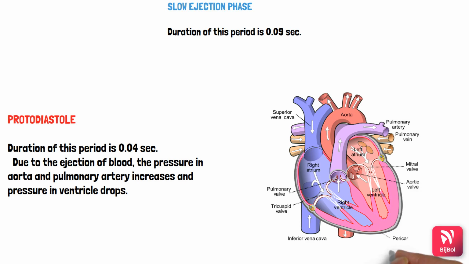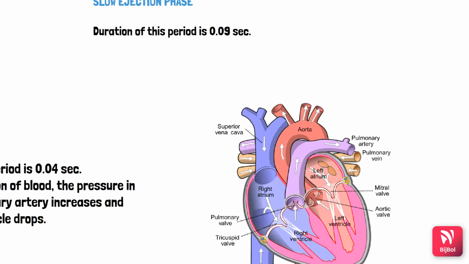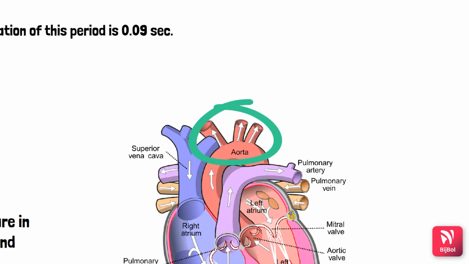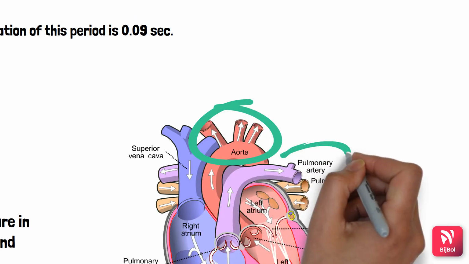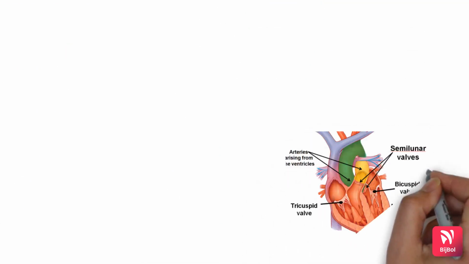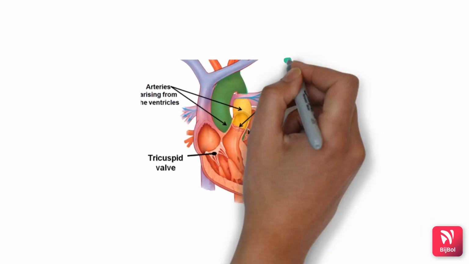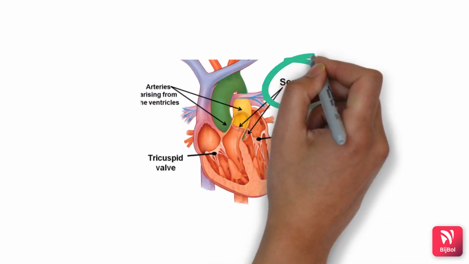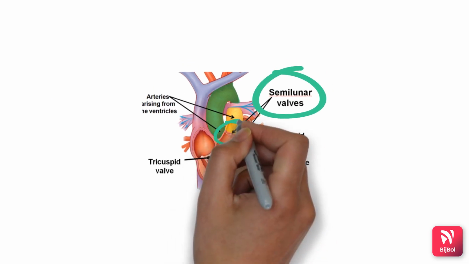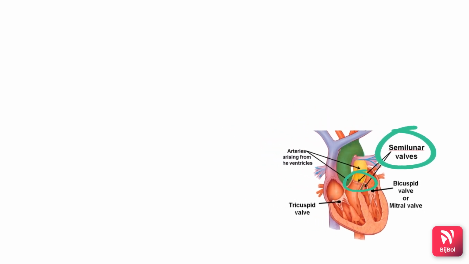Duration of this period is 0.04 seconds and due to the ejection of blood, the pressure in aorta and pulmonary artery increases and pressure in ventricle drops. Now when intraventricular pressure becomes less than the pressure in aorta and pulmonary artery, the semilunar valves close. At this stage, we hear the second heart sound, produced during the closure of semilunar valves.